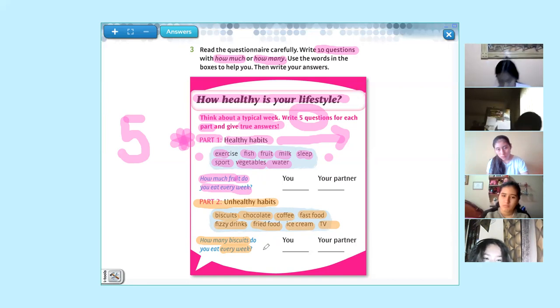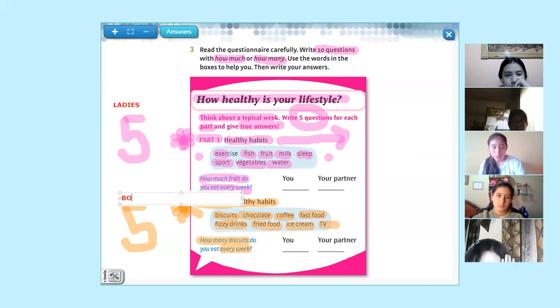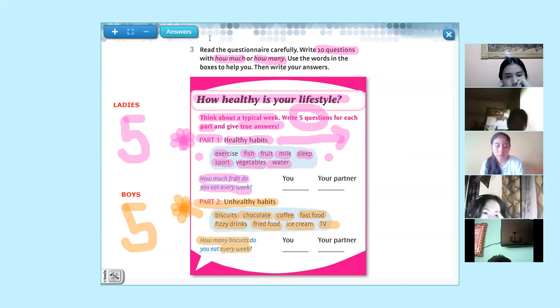I eat a few biscuits every week. Or I don't eat any biscuits on the weekends. Okay? So attention, this is the part number 2. And you're going to make 5 questions and 5 answers. What is the difference? Attention, the part number 1 is for the ladies, and the part number 2 is for the boys, okay? Ladies, attention, ladies will work the part number 1, and the boys will work the part number 2.